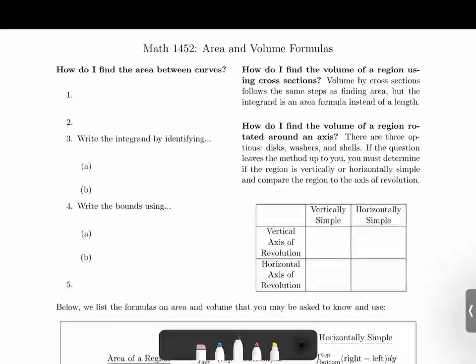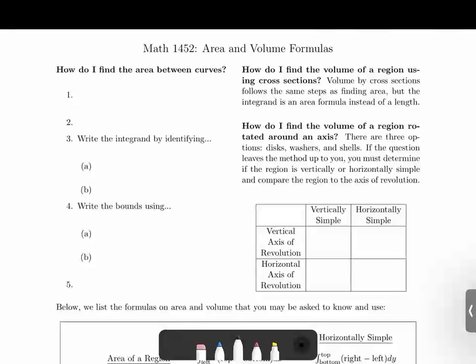Hi everyone. In this video, we're going to be talking about area and volume for Math 1452 at Texas Tech University. So at this point, I'm going to assume that you've already learned how to find the area between curves and you've already learned how to find volume, but you are struggling to set up the questions and struggling maybe with the difference between vertically and horizontally simple.